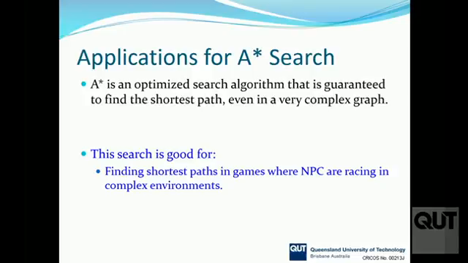All right, so what is unique about the A-star search as opposed to greedy search is that it is guaranteed to find the shortest path even in a very complex graph. So it's good for finding shortest paths in games where NPCs are racing around very complex environments. It's good for mazes. So there are different environments and different conditions whereby the two algorithms are better. The A-star is really good when you have a lot of bends and turns that you need to search through.